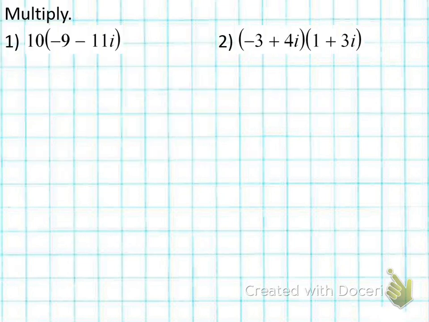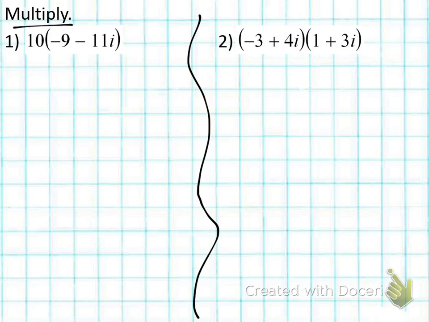So number 1, just watch right now before you start writing it down, okay? Number 1, the first thing you want to do is look at the problem. It says multiply, reading the directions here. We have 10 times a value here, so we need to distribute this 10 in. So 10 times -9 is going to be -90. 10 times -11 is -110. And then we have an i there that was being multiplied. There's nothing else I have to multiply, so all I have to do now is ensure that it's in the proper a plus bi order.